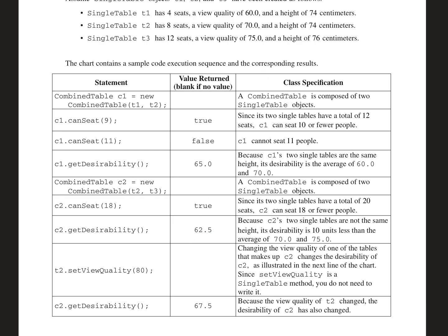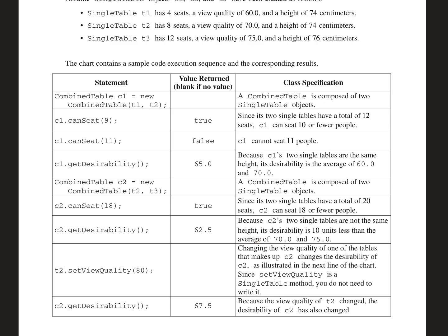Now the second one, which is table 2 and table 3. Here we'd be able to seat 20 minus 2, 18 people. So can I seat 18? Absolutely. And it wants you to get the desirability. Notice that because my tables are not the same height, I'm going to average these and then subtract 10.